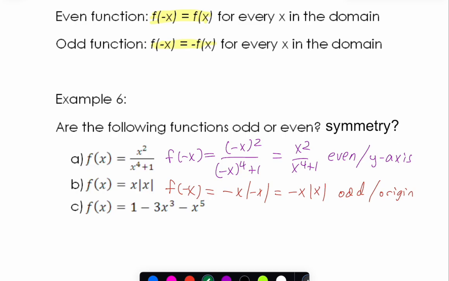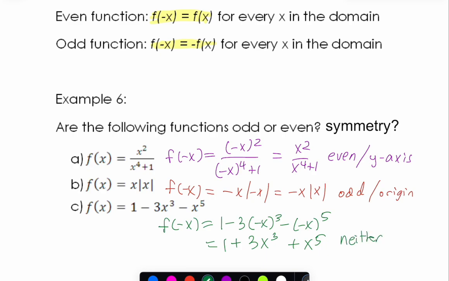And then the final one here, if I plug in negative x, some of the pieces are going to change. See how the x cubed changed, and so did the x to the fifth, but the 1 did not. So since not all of the pieces were multiplied by negative 1, this is neither of those things. So if you were to look at the graph, it doesn't have y-axis symmetry. It doesn't have origin symmetry, okay?